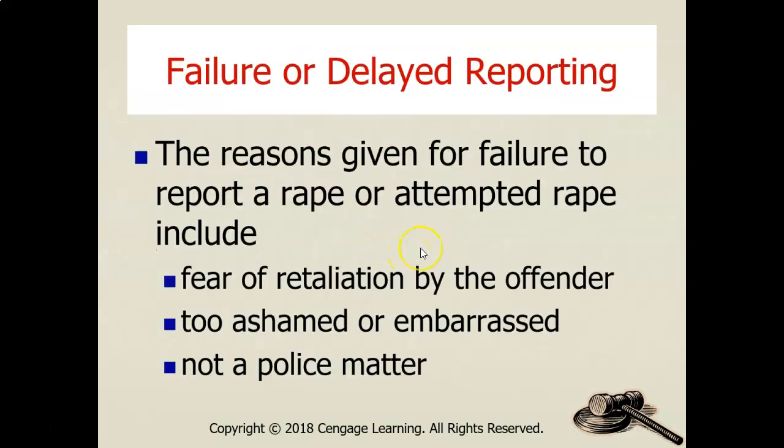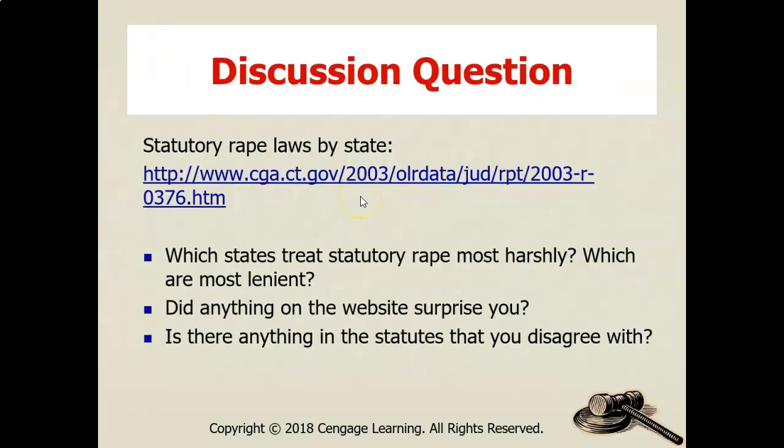So, failure or delayed reporting. In some cases, people may not want to report that for fear of retaliation by the offender. They may be ashamed, or they might not think it's just a police matter at that point. But later on, they come in and they want to file that report. And this could be years later, depending on what the statute of limitations is on what they're reporting. So, link right here, statutory rape laws by state. You can click this and look at it.